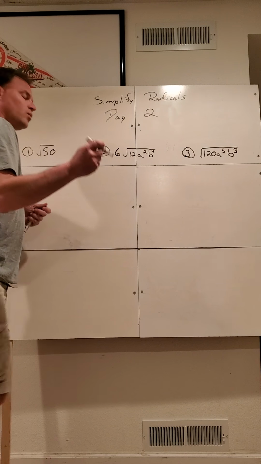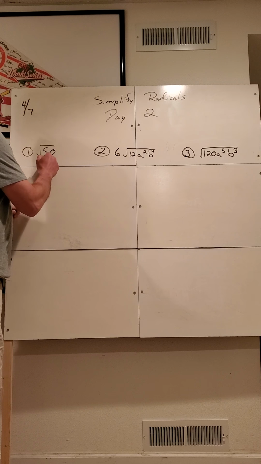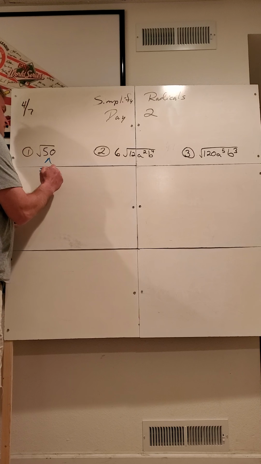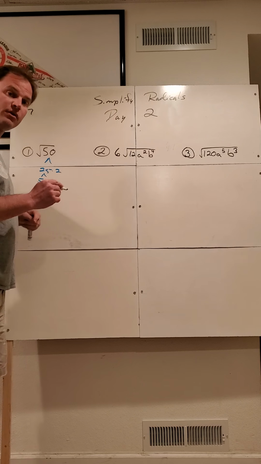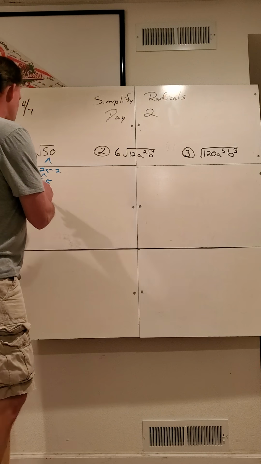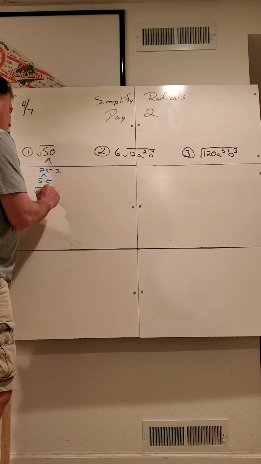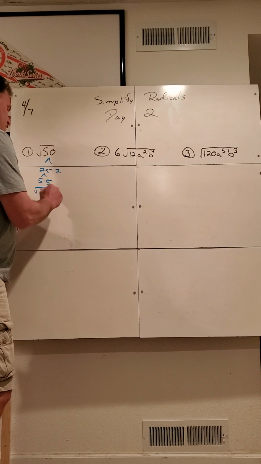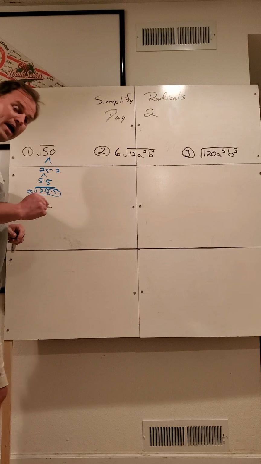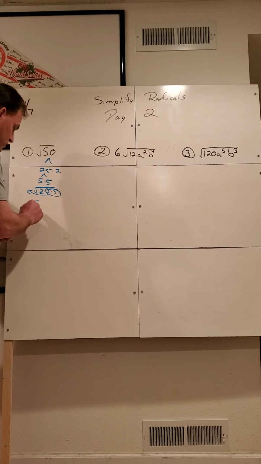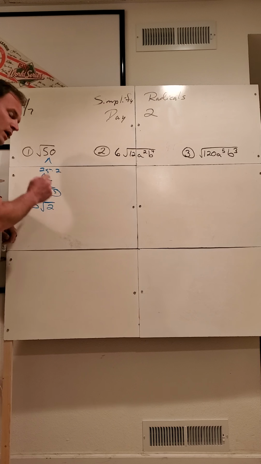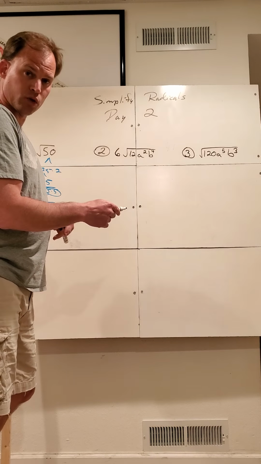So we take a look at one. Let's start off with a simple one. 50 is 25 and 2. 25 is 5 and 5. So if we want to rewrite this, this is 2, 5, and 5. Pair of 5s out of the radical. The 2 is left in the radical. So this would simplify to 5 root 2.